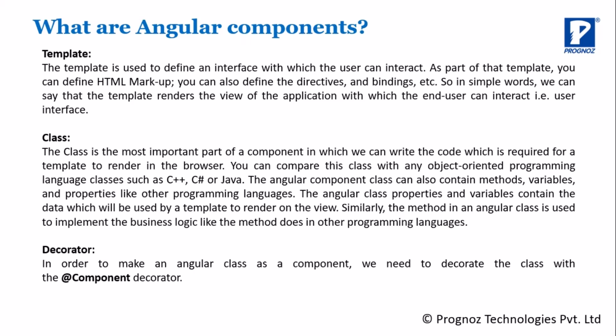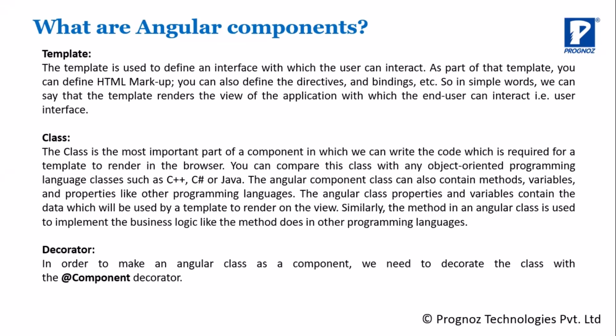The template is used to define the interface with which the user can interact, and as part of the template you can define HTML tags. Inside the template we write HTML tags. We can also define directives, and we can also bind data with the HTML elements in the template. So in simple words, the template renders the view of the application. Template के through से हमको क्या मिलता है? We can see the output as a user. The end user can interact, okay, the user interface, we can say UI.